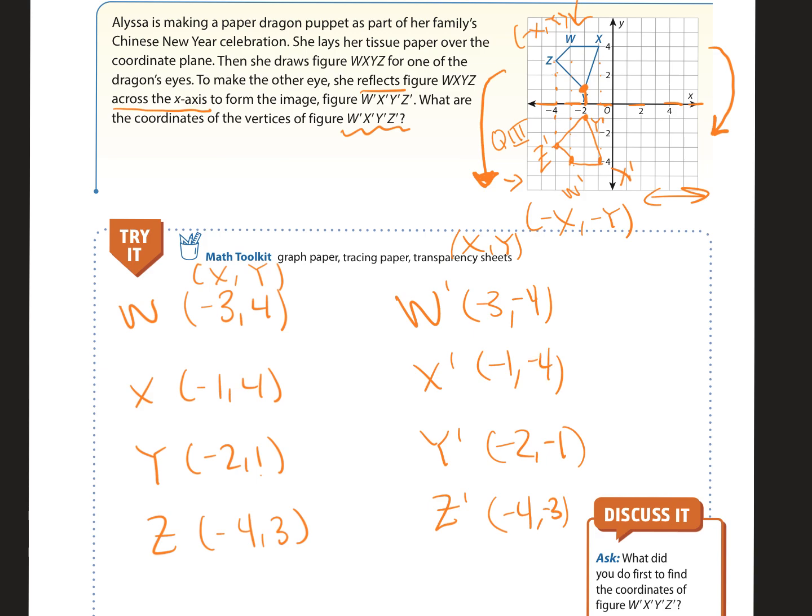So what do we notice? What stayed the same and what changed? And be specific. How did it change? X's are the same. So when reflecting over the x-axis, x stays the same.